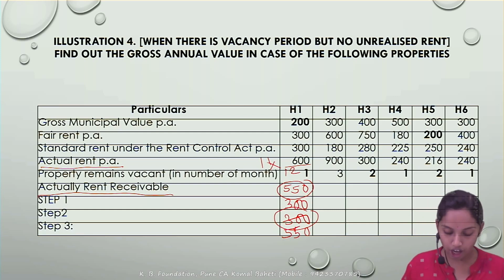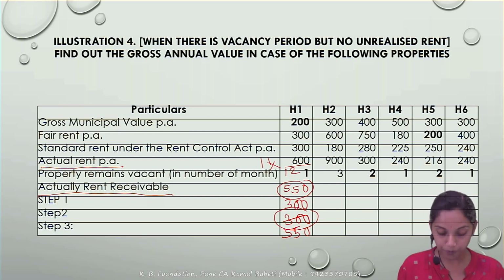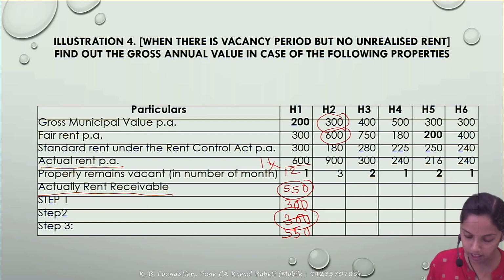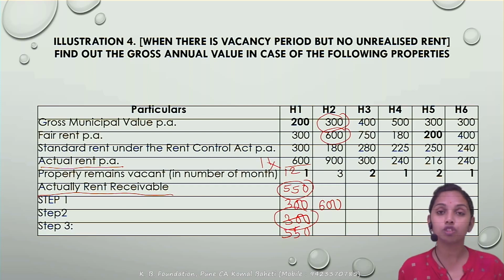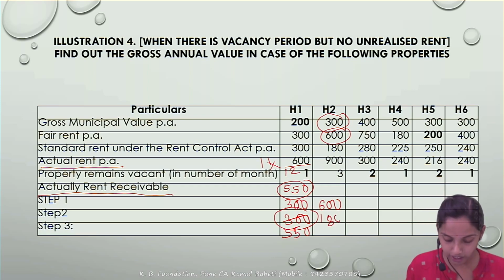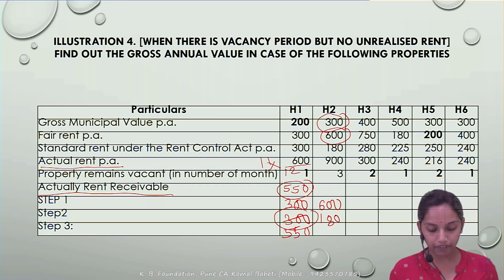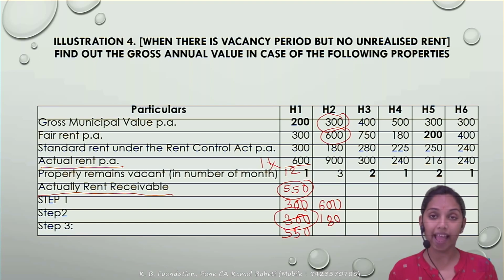Next, the gross municipal value, and the step 3 answer is nothing but your GAV. The house number 2, the municipal value is to be compared with the fair rent, whichever is higher. So the step 1 answer would be 600. The step 2, that is to be compared with the standard rent, so it comes to 180, whichever is lower. Step 3, it is to be compared with what? It is to be compared with actual rent receivable.